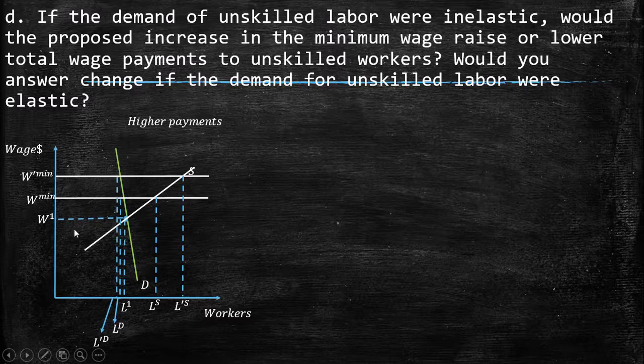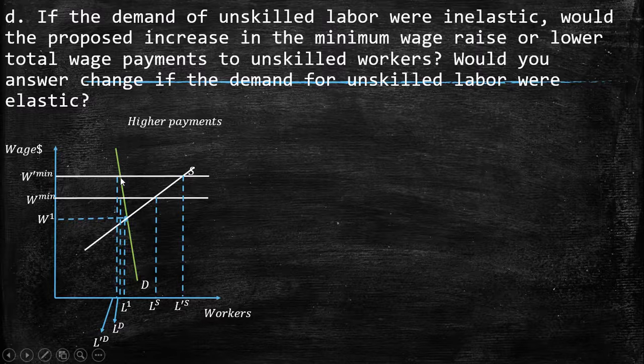Because remember, we have here the initial case where the total payments for unskilled workers was W1 times L1. So it's going to be all this square. But with the first minimum wage increase, instead of L1, we have LD, and instead of W1, we have W minimum. So this is going to be the increase. So the total payment increases because this portion that is gained is larger than this little one that we have lost.